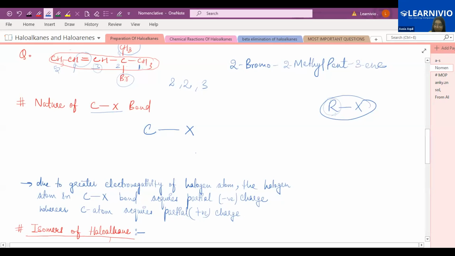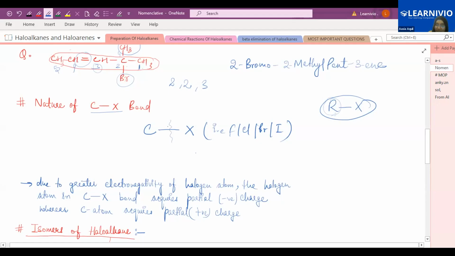So in this carbon-halogen bond, the halogen could be either fluorine, chlorine, bromine, or iodine, right? When this bond forms, what will happen due to the difference in electronegativity? Carbon is basically an electropositive element, and between C and X, X is more electronegative.